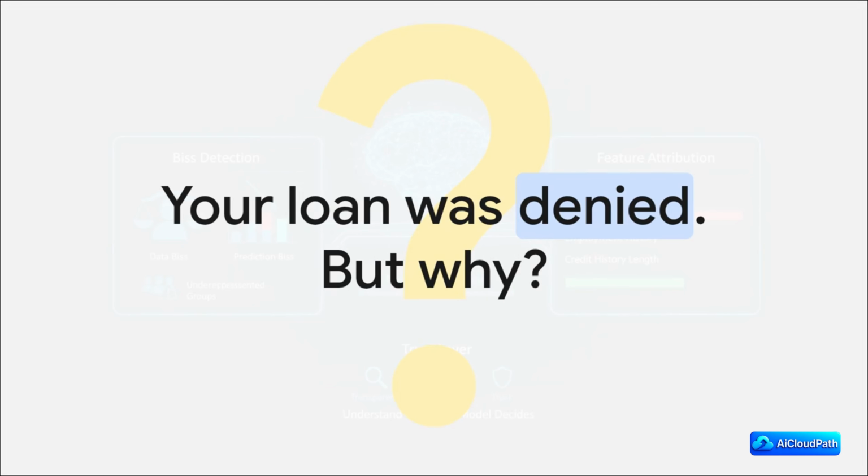Okay, so picture this. You apply for a loan that you really need, and you get rejected. The system just says no, and that's it. No explanation. Was it your credit score, your income, something else you don't even know about? And that's a huge problem when we're trusting automated systems with these kinds of high-stakes decisions.